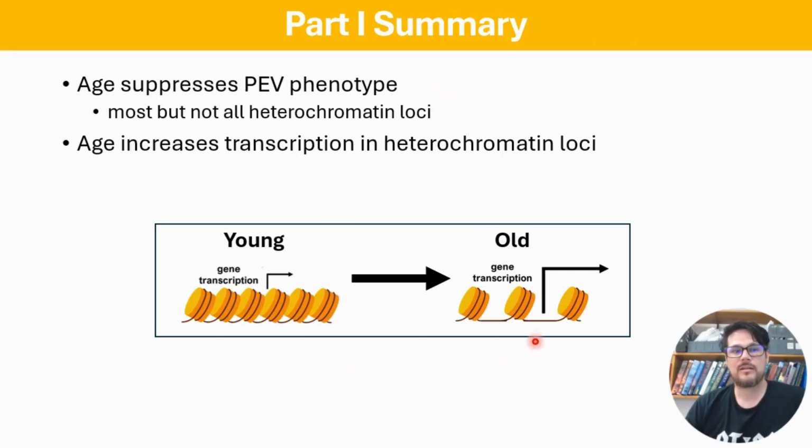So for this first part, we've been able to show you that age suppresses a PEV phenotype, which would basically be indicating that there is a loss of heterochromatin, which is associated with increased transcription. So we have essentially young healthy cells which maintain heterochromatin really well and have low levels of gene transcription due to that. But then in old age, that transcription increases, and that's due to a loss of heterochromatin.